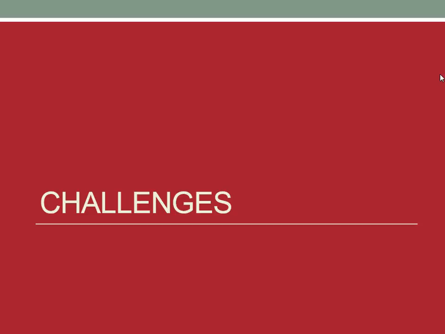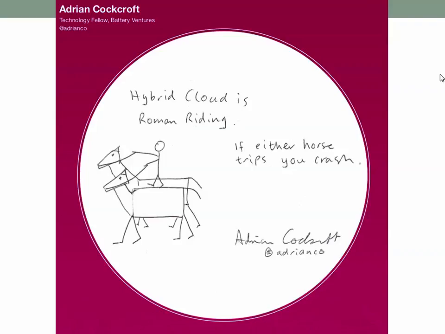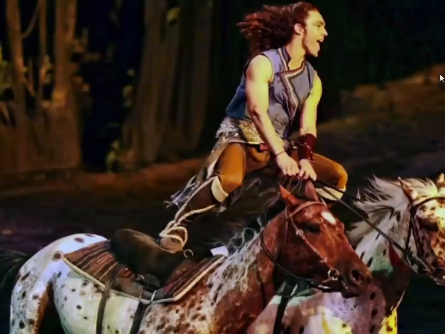Has anybody here heard the term Roman riding? Nobody? Going once, going twice? Okay. So IBM asked a number of cloud technology experts to sketch out their thoughts on hybrid cloud. Adrian Cockcroft of Netflix provided this example. His example basically said, hybrid cloud is Roman riding. If either horse trips, you crash. So that's a guy Roman riding right there.